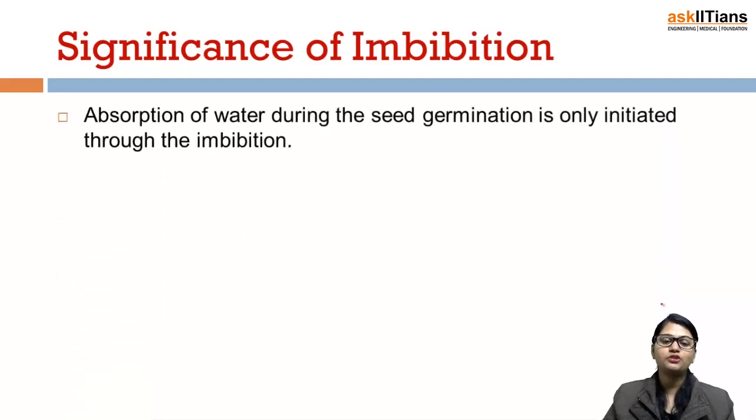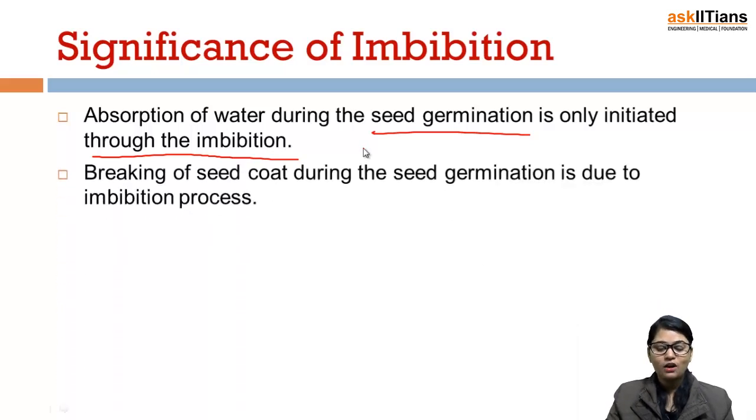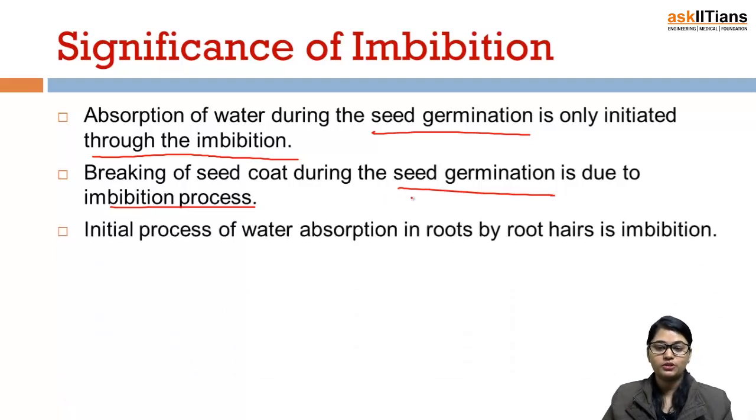Now comes the significance of imbibition. First, absorption of water during seed germination is initiated only through imbibition. In a seed, the water will be absorbed only by the process of imbibition. Breaking of the seed coat during seed germination is also due to the process of imbibition. The initial process of water absorption in roots by root hairs is also by the process of imbibition.